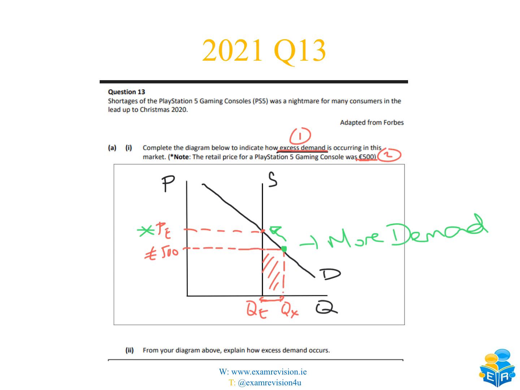So basically by price continuing to increase, demand and supply will meet again at the equilibrium point. So excess demand will be eroded because fewer people will be able or willing to buy the product after it goes up above the 500 mark up to PE.